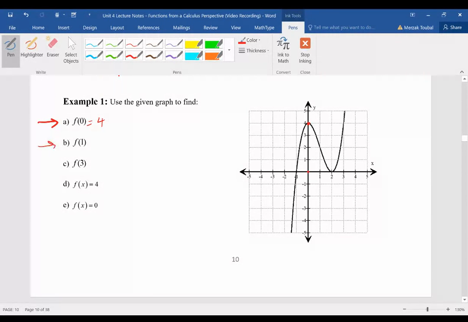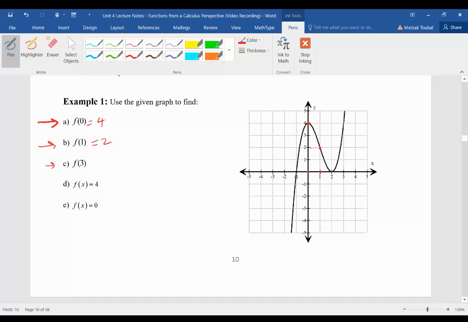And then example B says find f of 1. F of 1 means what is the y value of the function f when x equals 1. So when x equals 1, here's a point whose x coordinate is 1. What is the y coordinate of this point? That's 2. All right. So that means f of 1 equals 2.